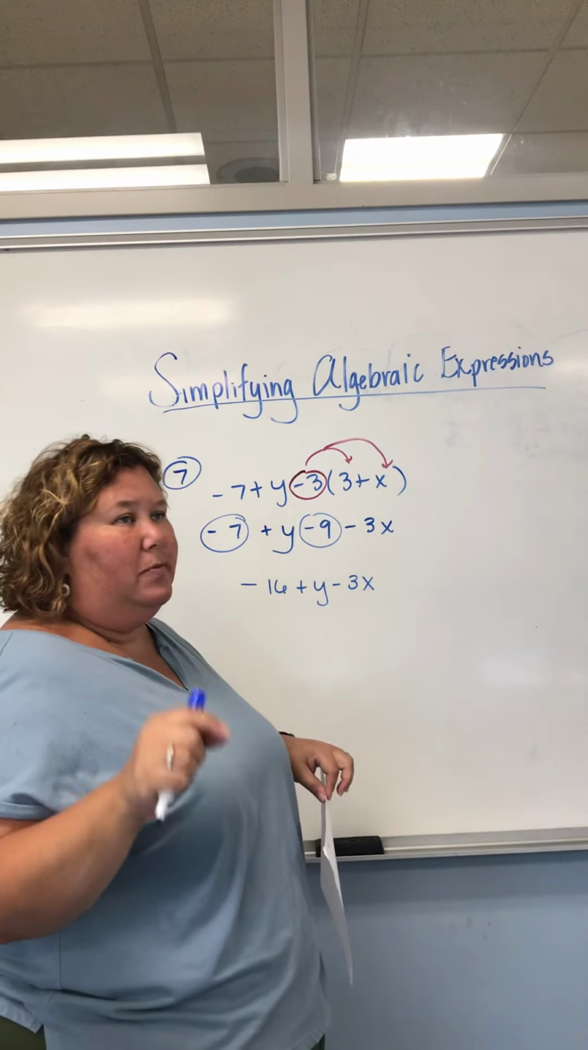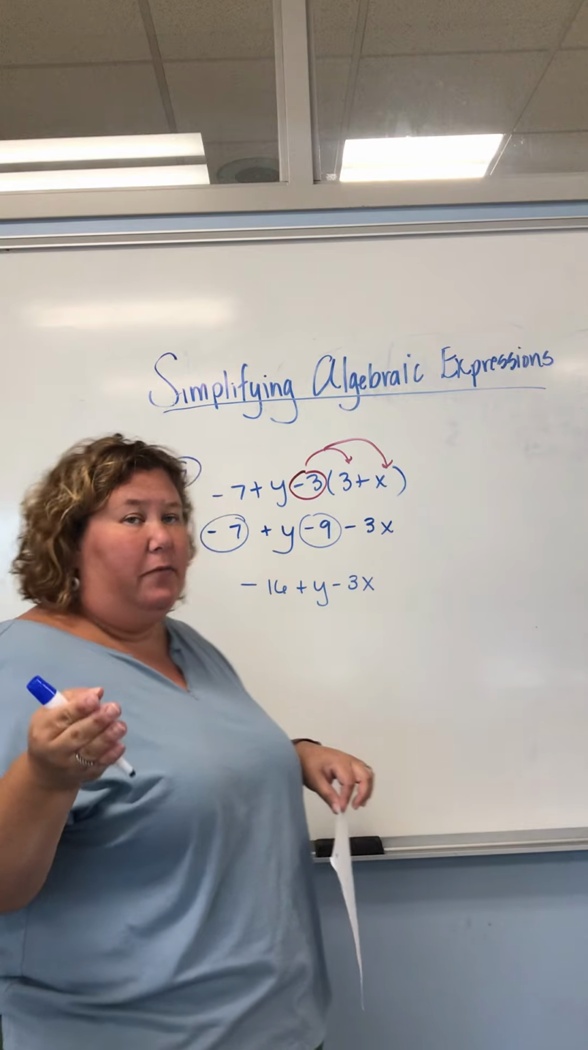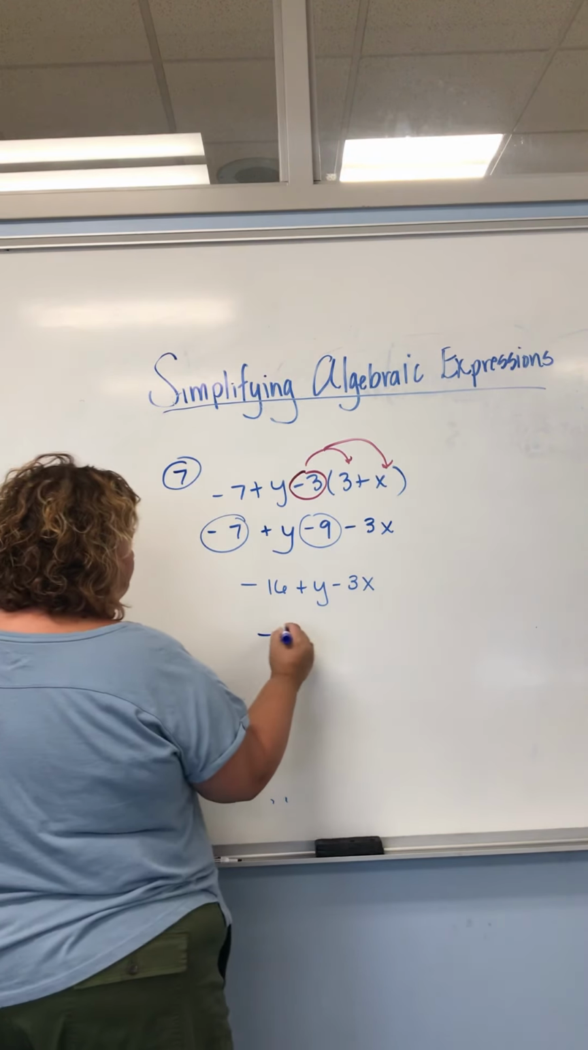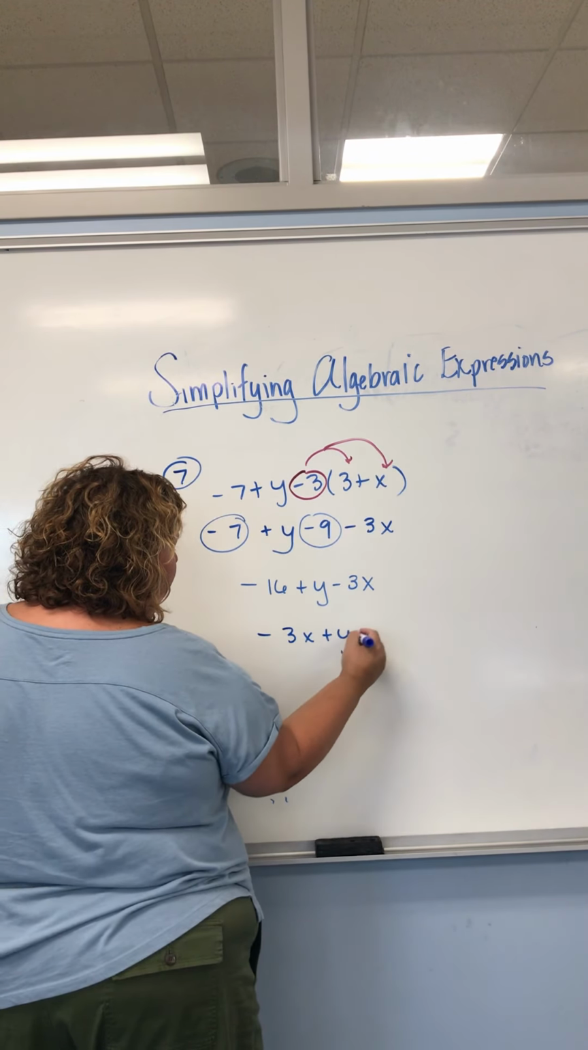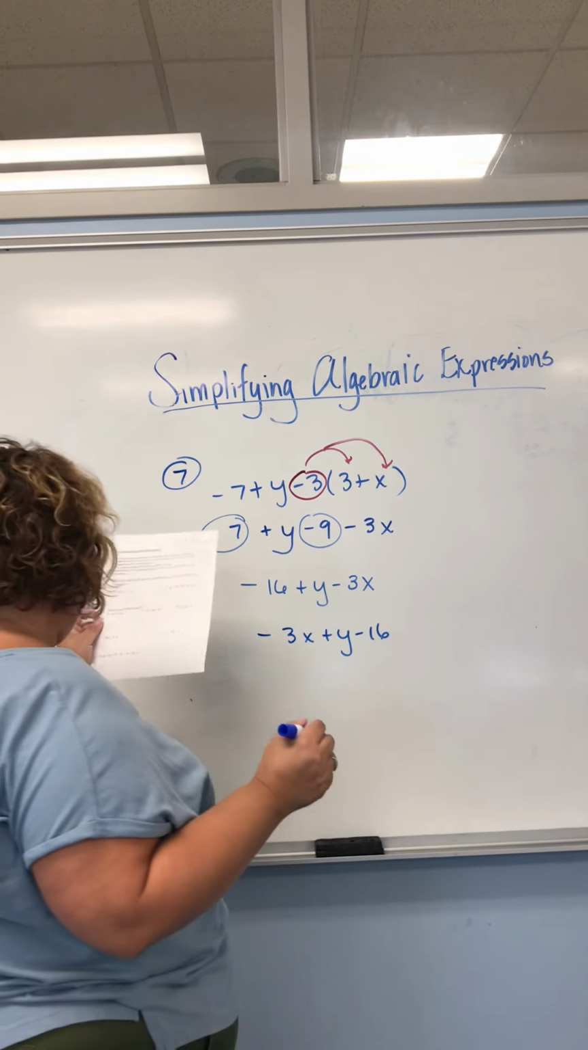The way math should be written is variables first in alphabetical order. So you have negative 3x plus y minus 16. Hopefully you got that one. Number 8.